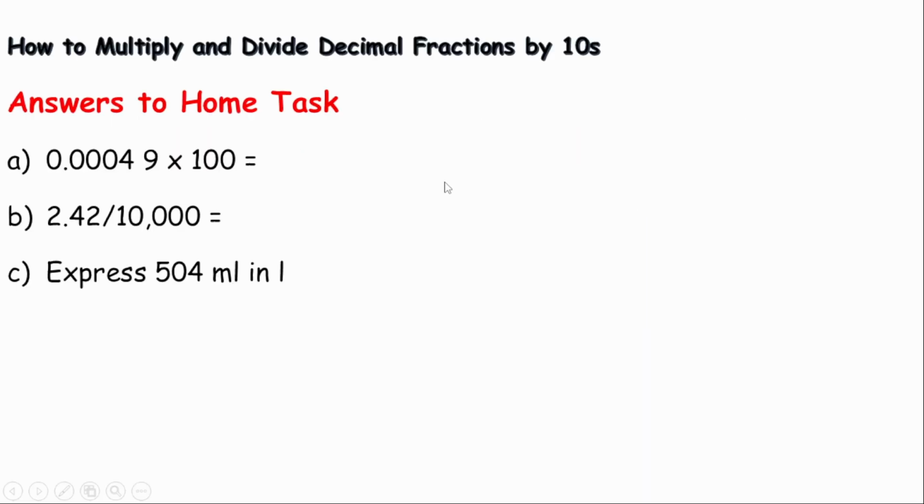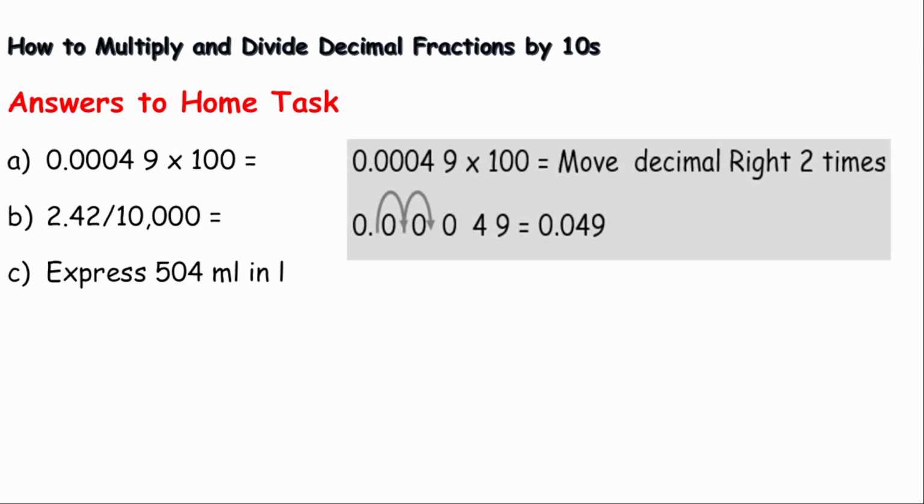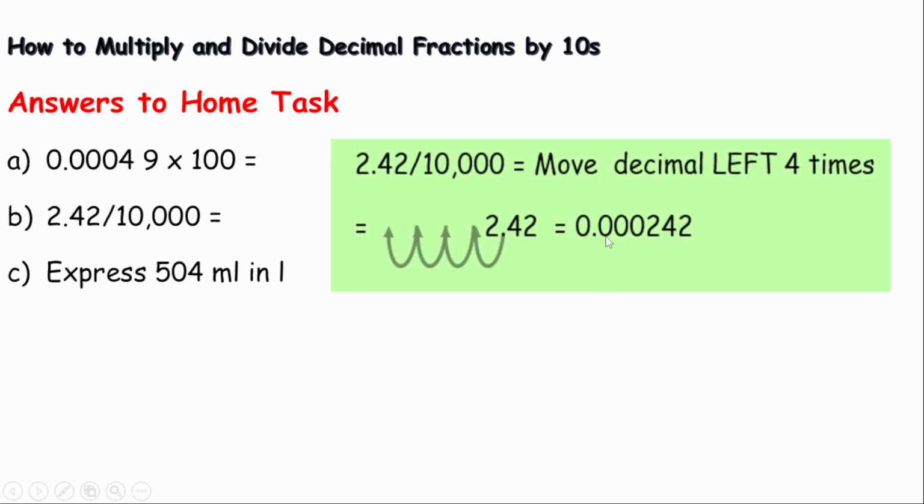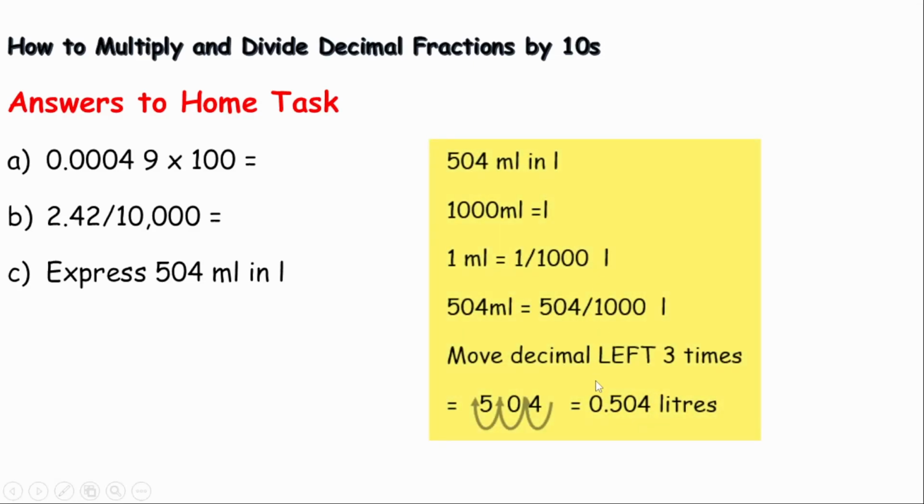Remember in the last class, I gave you some home tasks on how to multiply and divide decimal fractions by tens. These are the answers to that home task. The final answer to the first question is 0.049. The final answer to the second question is 0.000242. The final answer to the third question is 0.504 liters.